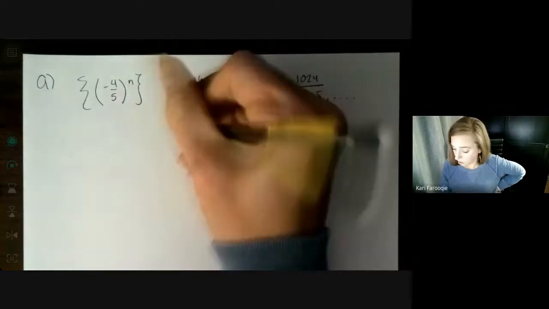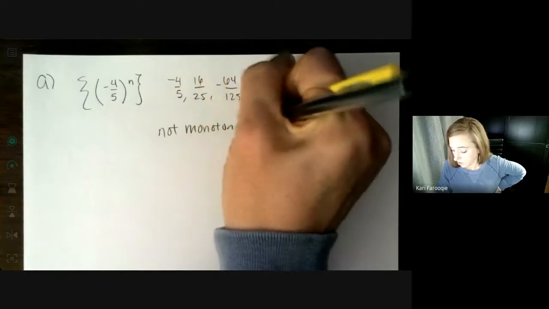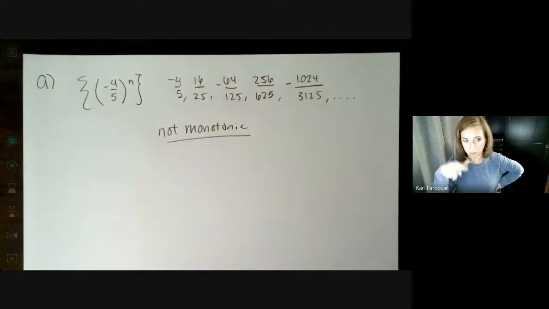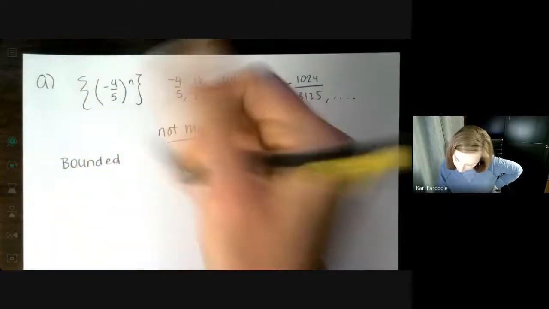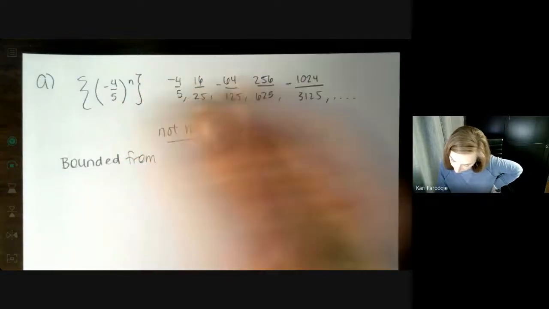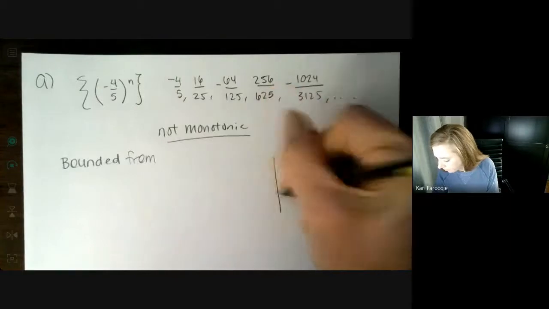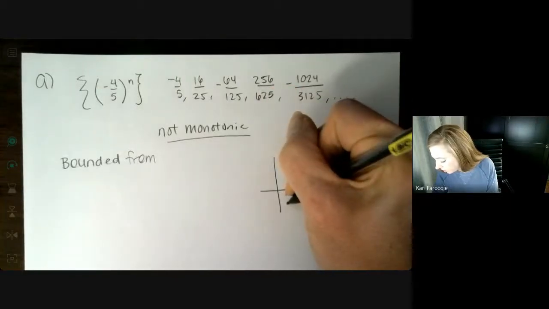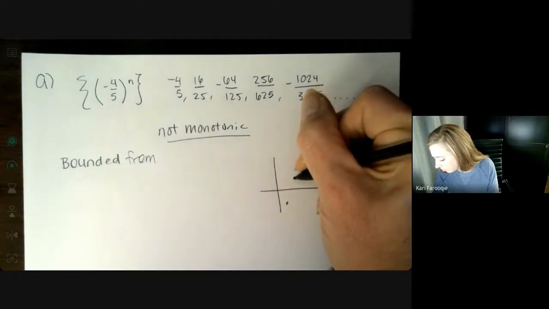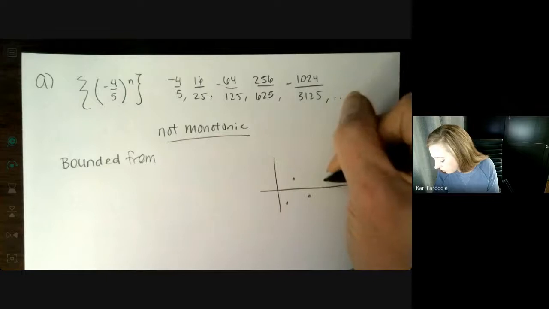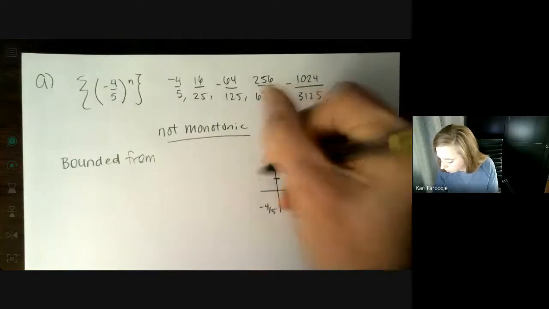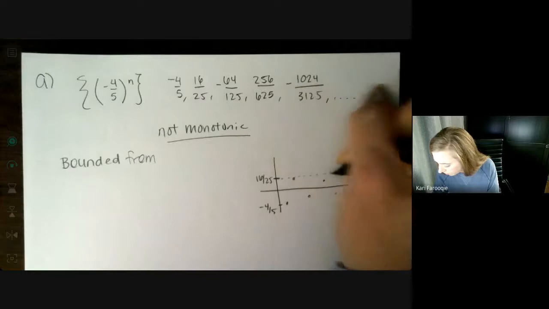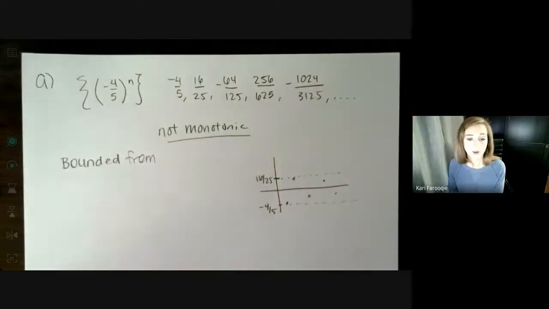Now, it's not monotonic because you're noticing that the sign continues to change. It's oscillating from negative to positive, negative to positive. So it's not monotonic. However, we could say that it's bounded. If you were thinking about this, let's say you're at like -0.8-ish, and then you get to be a little bit like this. So you're kind of doing something like that. This value right here was the -4/5. That one was 16/25. And that's as high and as low as you go.